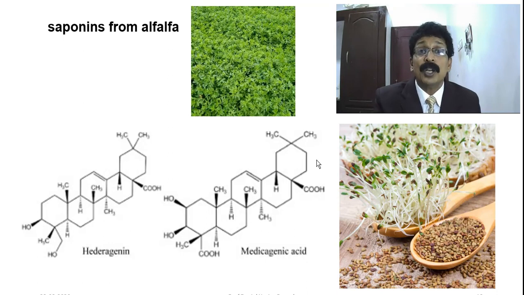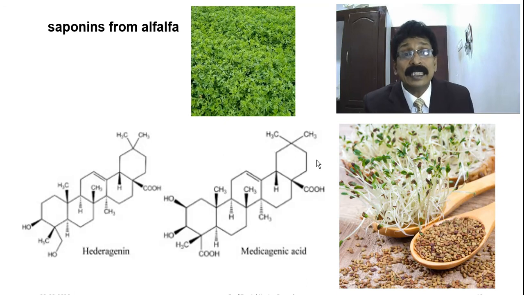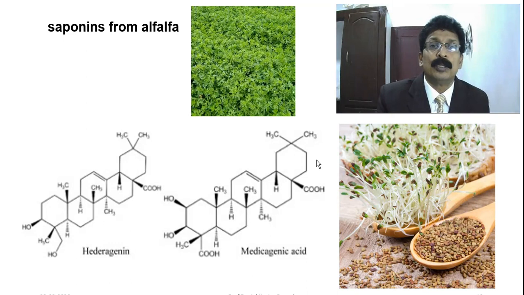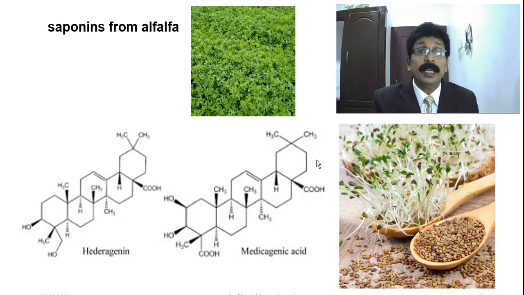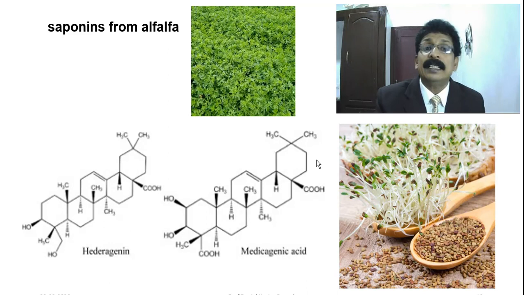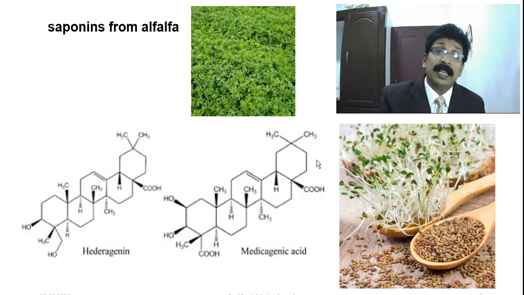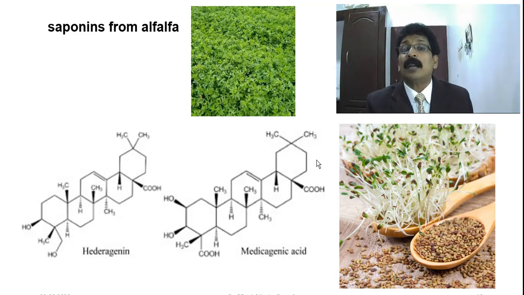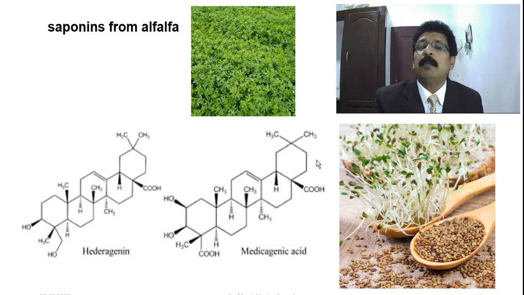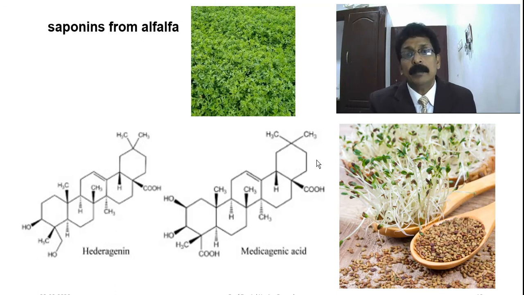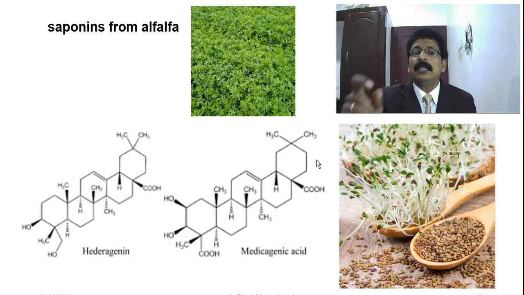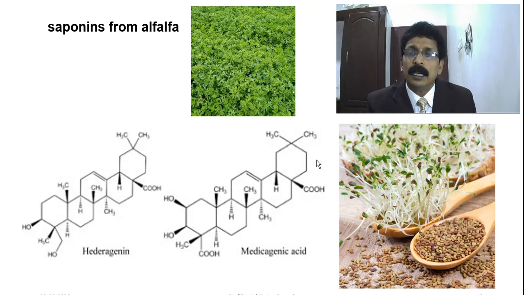And what is the difference between them? You can see that this is an acid and this is an OH group, an alcoholic group. That is why it is a genin, an aglycone part, and again that OH group will be linked with a carbohydrate moiety, and it will make a saponin glycoside. So heterogenin and medicogenic acid are the common saponin glycoside genin parts which are present in alfalfa.